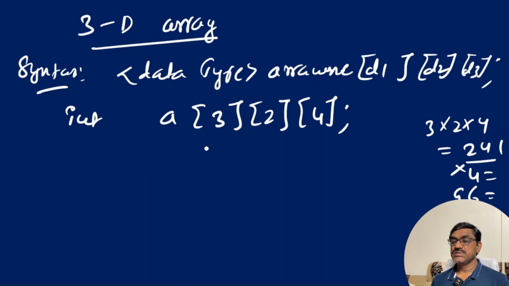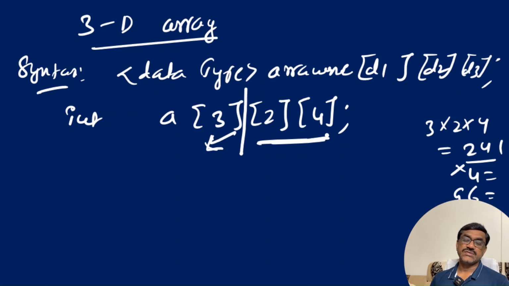In this case, A of 3, 2, 4. If you take the first dimension separately, it indicates that there are three two-dimensional arrays. The concept of a 3D array is nothing but an array of two-dimensional arrays. A three-dimensional array is an array of two-dimensional arrays, and a two-dimensional array is an array of one-dimensional arrays. Listen carefully.